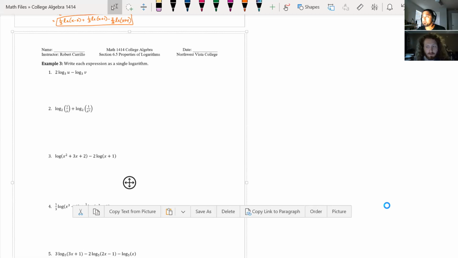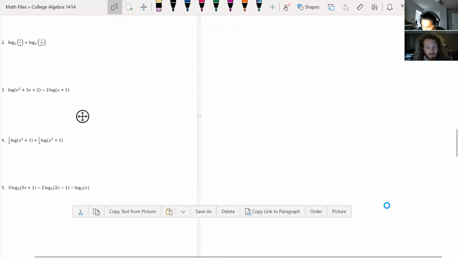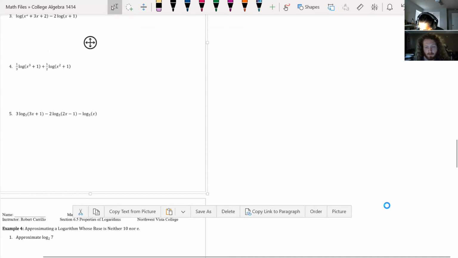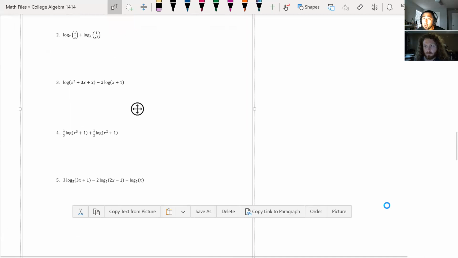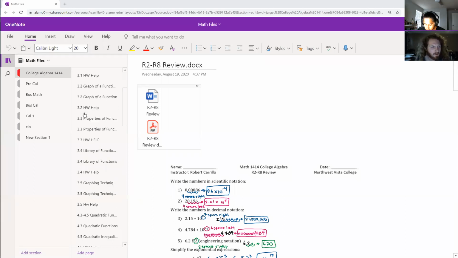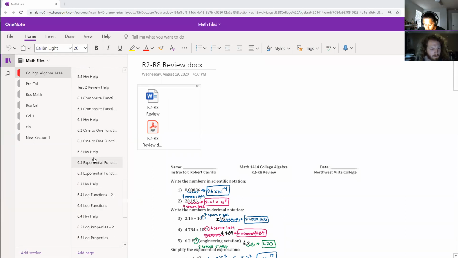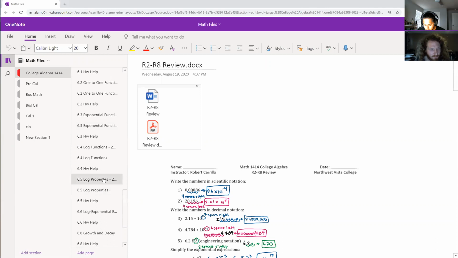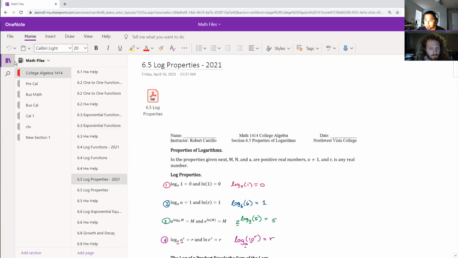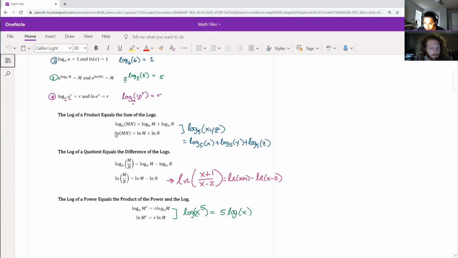Okay. Let's see. Share this. The whole screen. Cool. Yeah. Minimize that. All right. We're at 6.5. Is this it? Yeah, 6.5. There you go. All right.